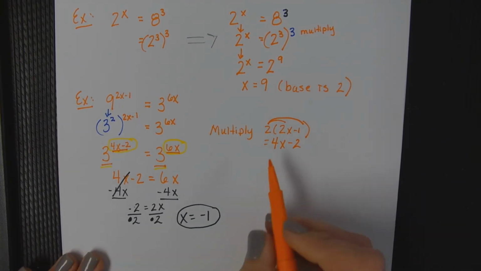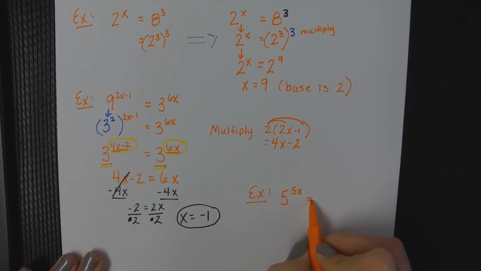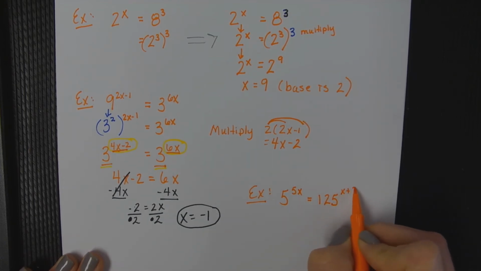I'm going to put it down here in the cute little corner right there. Try this one. 5 to the 5x equals 125 to the x plus 2.